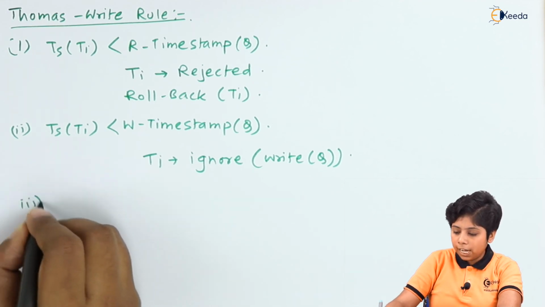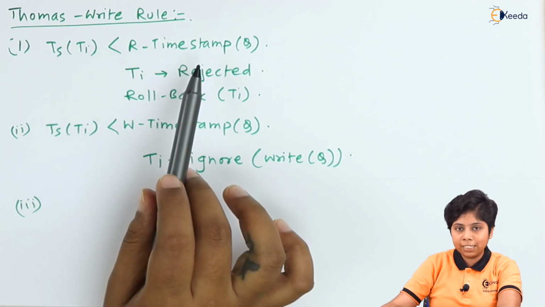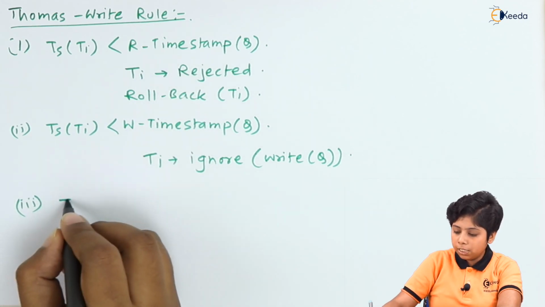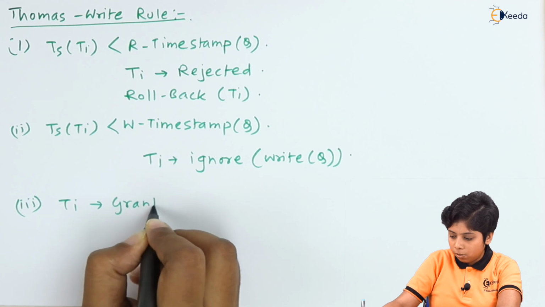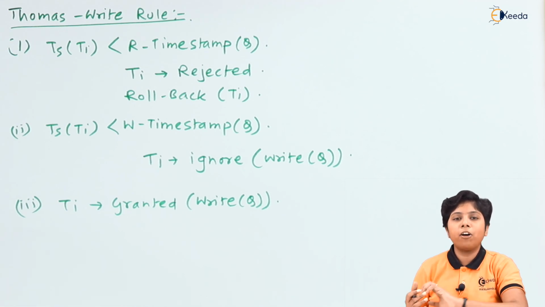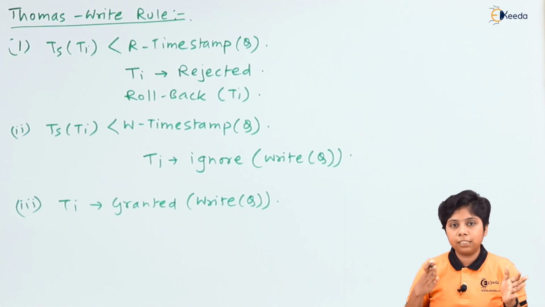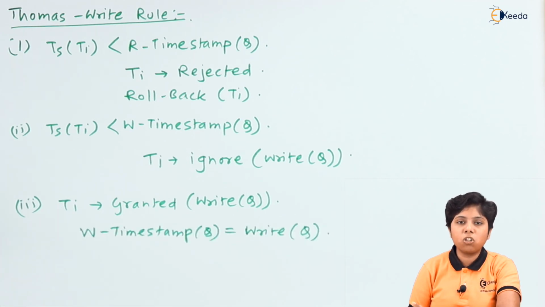And the third one is any other case where TS(Ti) is greater than W-timestamp(Q) and also greater than R-timestamp(Q). Then Ti is granted the write(Q). In the timestamp based protocol, the W-timestamp(Q) will be the maximum of W-timestamp(Q) and TS(Ti), but here we are modifying it so that the W-timestamp(Q) will be TS(Ti), because we are having a write operation that has not preceded any read or write operation. So my W-timestamp(Q) will be assigned this new value. This is the modification based on the Thomas Write Rule.